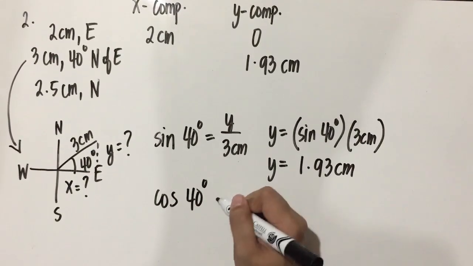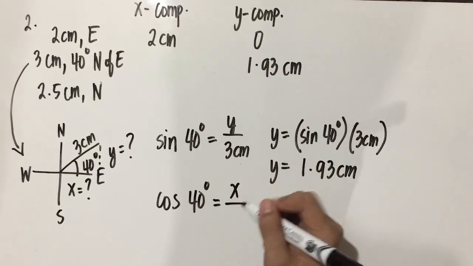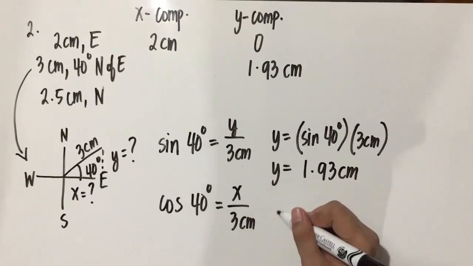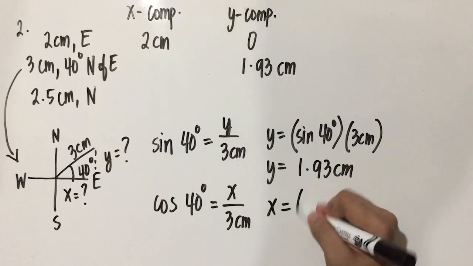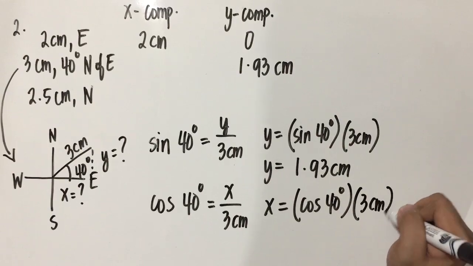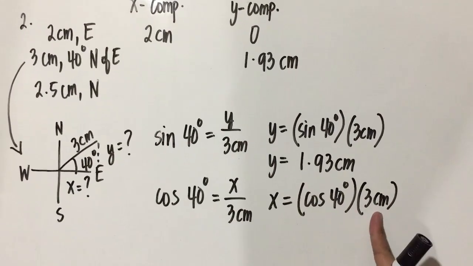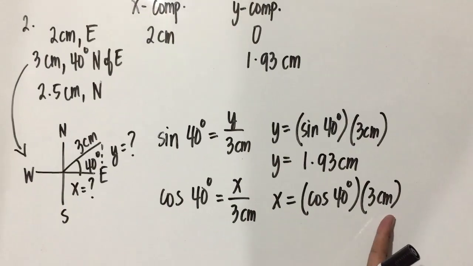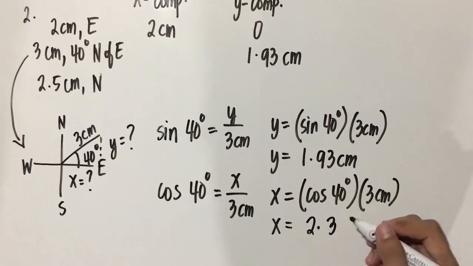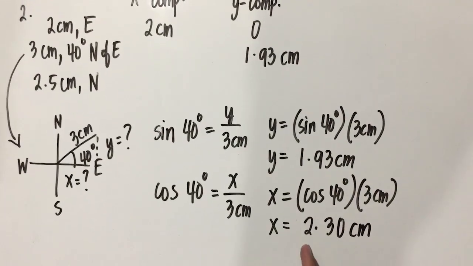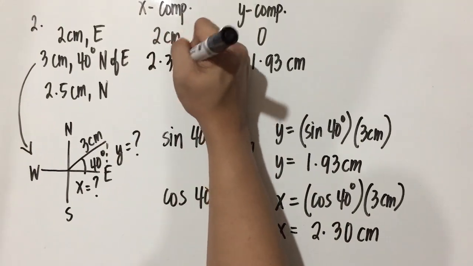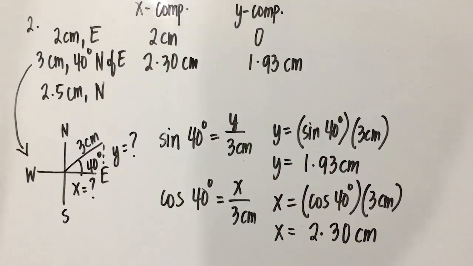So cos 40 degrees is equal to x over 3 centimeters. Now cross multiplication in order for us to get the value of x. X is equal to cos 40 degrees multiplied by 3 centimeters. Get the value of cos 40 degrees multiplied by 3 centimeters. That's the answer for the x is 2.30 centimeters. So we have to put that on the x component for 3 centimeters, 40 degrees north of east. That is still positive because it is found in the first quadrant.